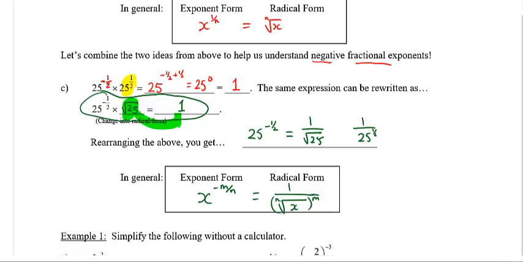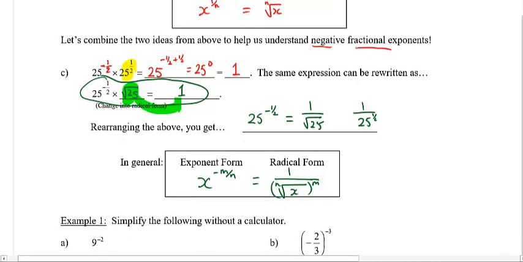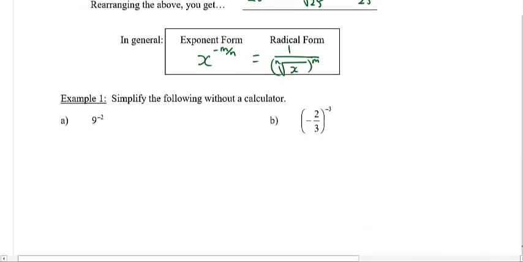Okay? So, understanding that, can you simplify the following? This one for number 1a is just 9 to the power of negative 2. So the negative exponent is the same thing as 1 divided by the positive exponent. And therefore, we get 1 over 81. You bet. Now, how about this next one?